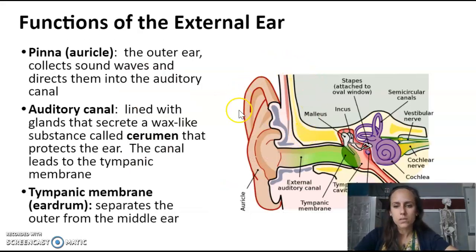So this part of our ear here, the part that we see when we see an ear, the part that we pierce when we pierce an ear, is known as the pinna or the auricle. And what it is, it's just the outer, cartilaginous part that helps to collect sound waves and funnel them in towards the ear.